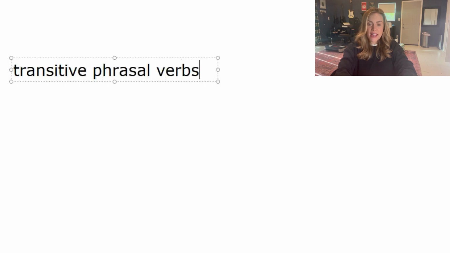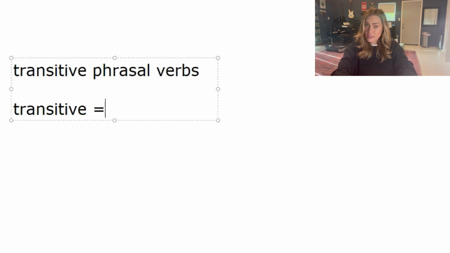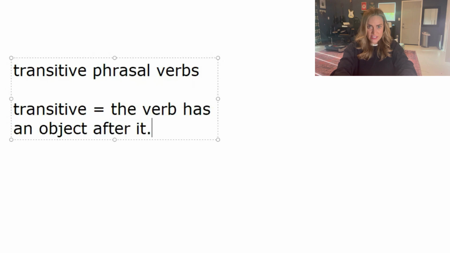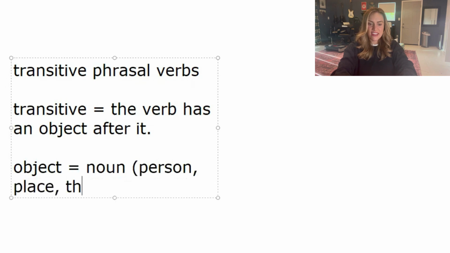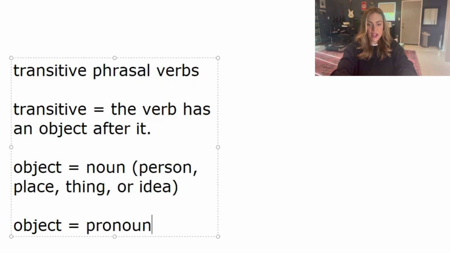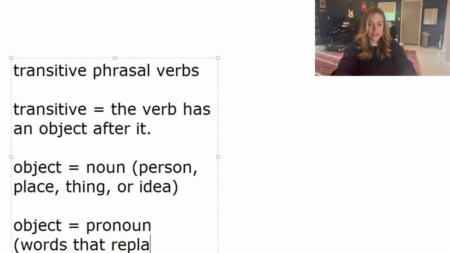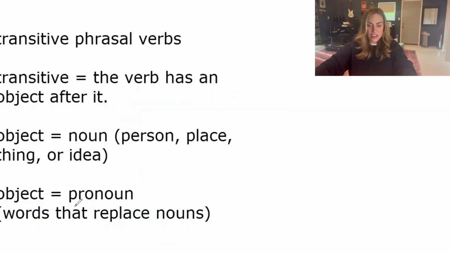So in this video, I want to focus on the transitive phrasal verbs. And again, transitive is just a fancy way of saying that the verb has an object after it. And by object, I mean a noun. A noun is a person, place, thing, or idea. Or an object can be a pronoun, and pronouns are words that replace nouns. So I'll show you some examples, but just to review this part with the pronouns, we're talking about object pronouns.